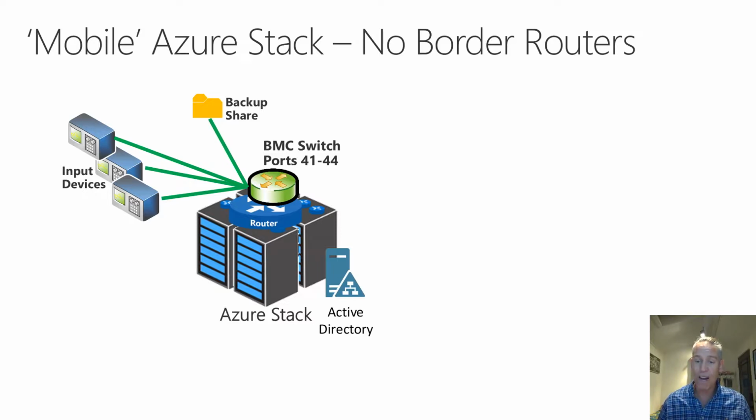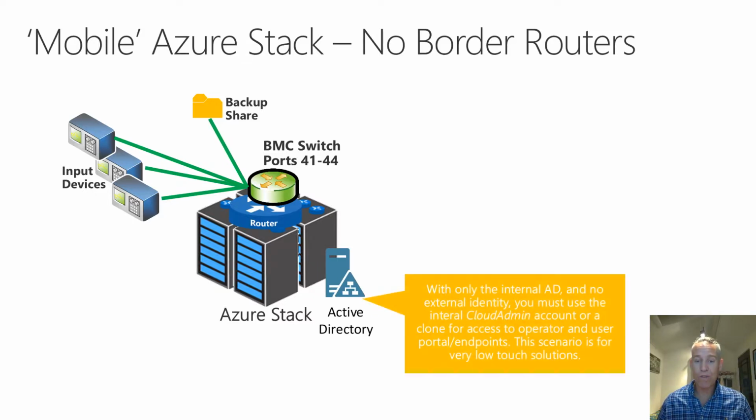You'd probably also want a backup share to be sat off there somewhere, so maybe just a small NAS device or something. Now, in this case, there's no external source for identity. So as you've probably seen in some of the other exercises, inside of Azure Stack, there's a secret black box instance of Active Directory with ADFS. That's used to power all the service accounts for the virtual machines that are used in the fabric of Azure Stack, but it's not used for real user IDs.